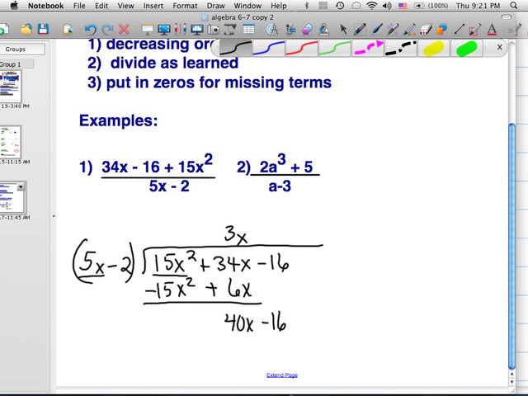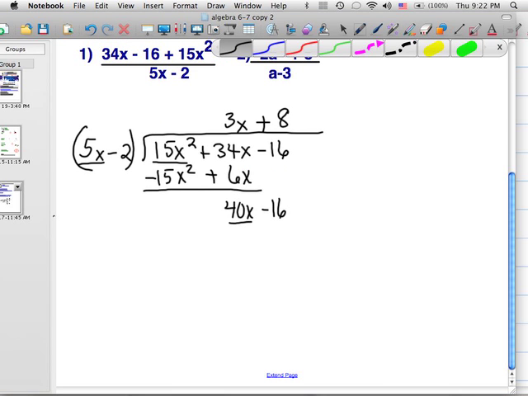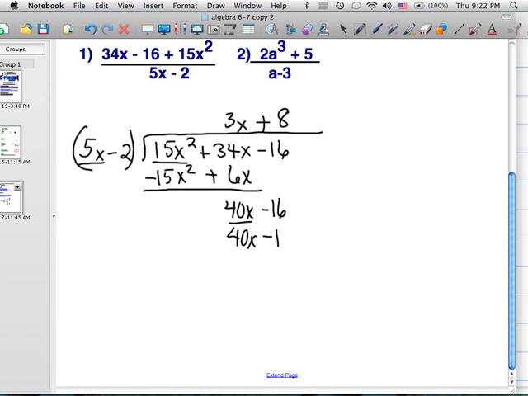And we divide again. What do we need to multiply 5x by to get 40x? That would be a positive 8. And that goes above the constant, the term without the x. So we times 8 times the quantity 5x minus 2. 8 times 5x is 40x. And 8 times negative 2 is negative 16. And then we subtract, change all the signs, and we end up with 0.